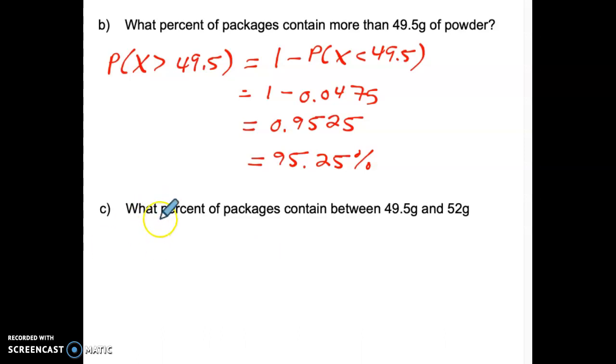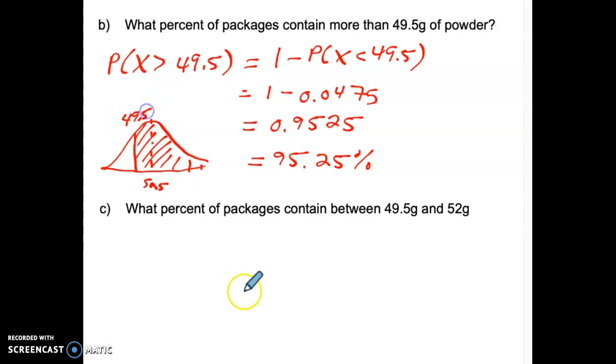Okay. And part C here says what percentage of packages contain between 49.5 and 52 grams. So I didn't do a sketch for the last one, but I will now. So we were looking for being greater than, so we were looking for this section there. Okay, now for this next one, that's when a sketch becomes a little more important here.